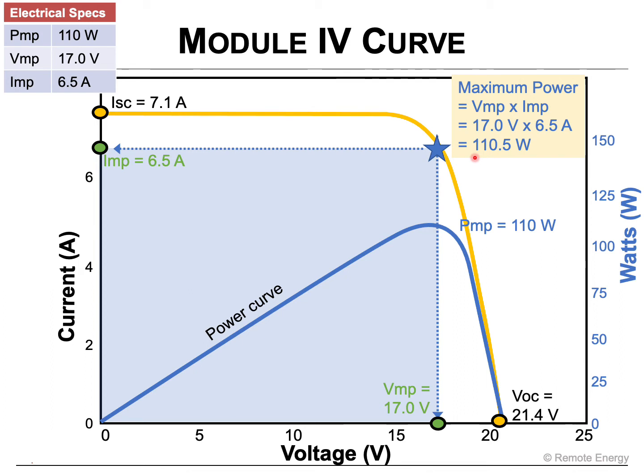Okay? So the module IV curve is really just showing us how this module works under these set conditions. And why we're going to review this is because now we can look at what happens to this IV curve if we have hotter conditions or colder conditions, or we have more or less sun. What will happen to this IV curve? And it helps explain how a PV module works.